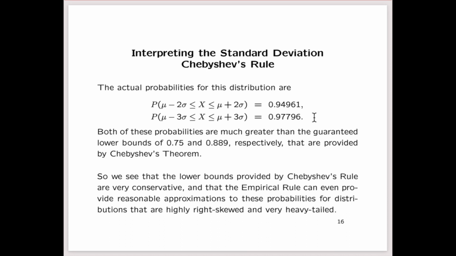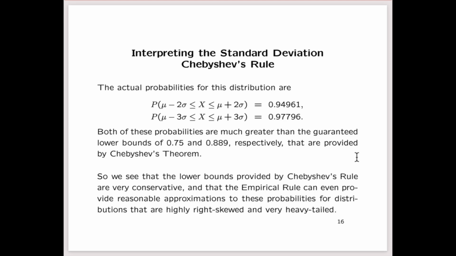Now, both of these probabilities are much greater than the guaranteed lower bounds of 0.75 and 0.889 respectively that are provided by Chebyshev's theorem. Remember that Chebyshev's theorem says that this probability is going to be at least 0.75, and it is, but it's a lot bigger than that. And Chebyshev's also tells us that the probability that x takes on a value within 3 standard deviations of its mean will be at least 0.889, and we can see here that that is in fact the case. And again, 0.97796 is quite a bit larger than that guaranteed lower bound.